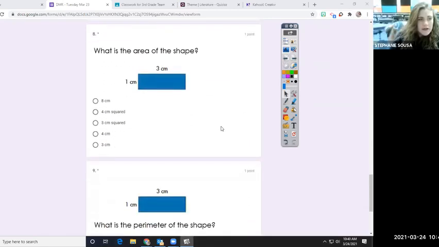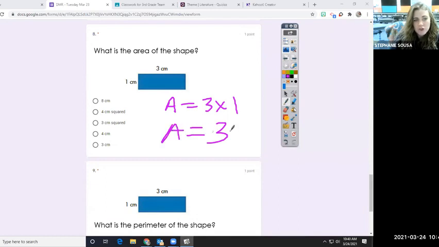Last one here, area and perimeter. We have a shape. Area is equal to 3 times 1. 3 times 1 is equal to 3. With area, we have to do squared. We're dealing with centimeters, so it is 3 centimeters squared.